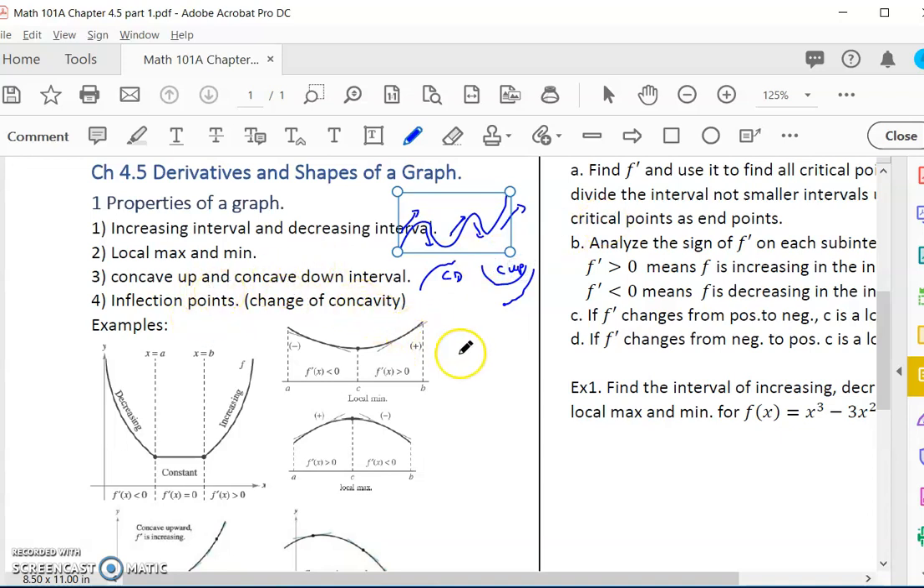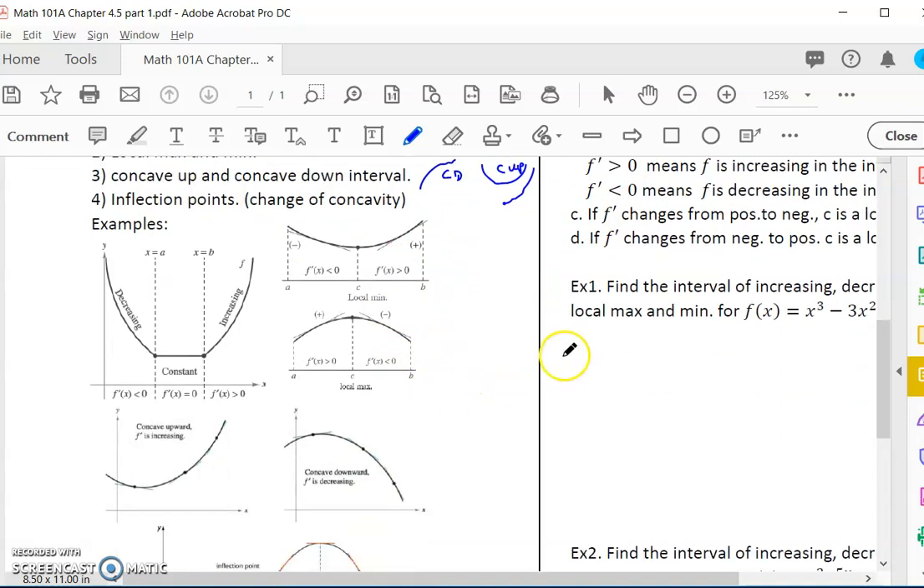Inflection point. What is an inflection point? Actually, there are a lot of examples here. So this is concave up, CU. It's like if you use your hand to hold a bowl up. And this is concave down, CD. So the bowl is facing down.